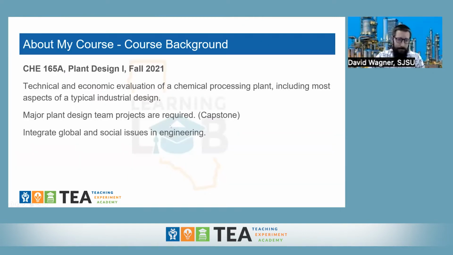About this course, if you're not familiar with this kind of capstone course, it is the major chemical plant design course that chemical engineers take their senior year. Of course, we integrate global and social issues within engineering, provide context for them, and overall, the technical skill sets focus on anything from technical equipment and economic evaluation of chemical processing plants and how to design some of those, and basically put together very large, expensive Lego sets. That's the way that I try to introduce it to my students.